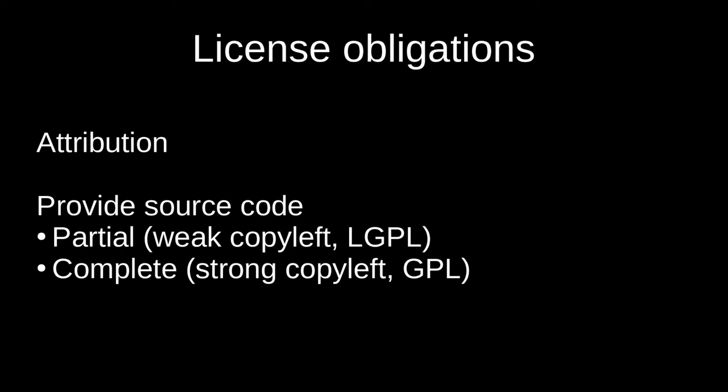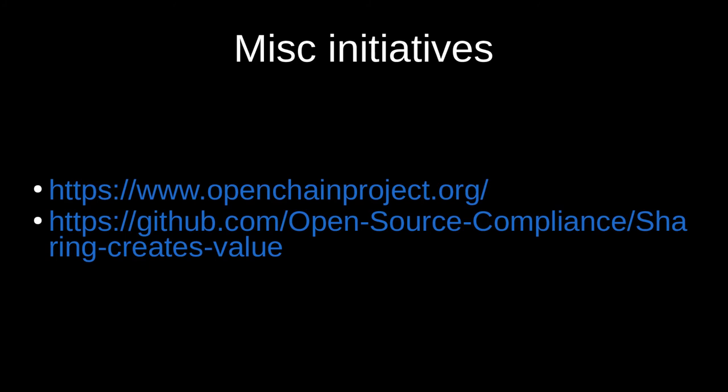In some cases, you need to provide the source code. It could be like with the weak copyleft, such as LGPL, that you have to do it partially. And what does that mean? With LGPL, you need to disclose the source code for the LGPL component, but not for your component using LGPL. For complete provision of the source code, in the case of a strong copyleft license such as GPL, you need to provide the source code for the GPL project and your project using that GPL project, because basically you are also on the GPL.